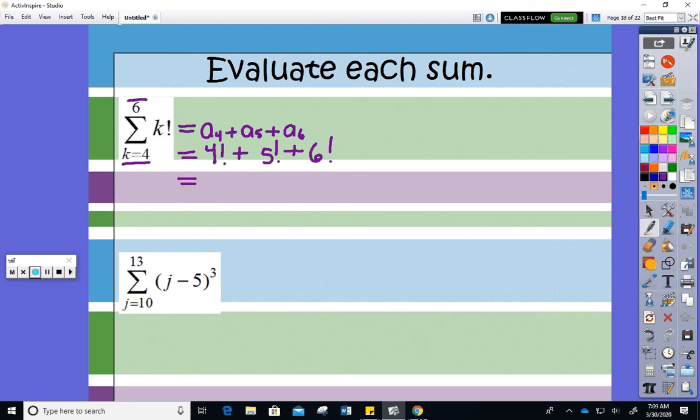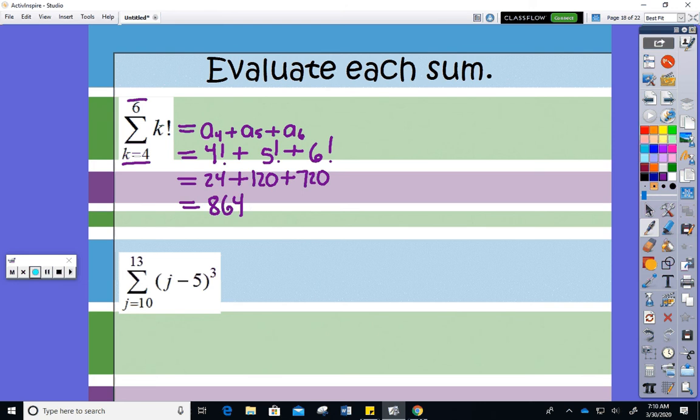Remember, 4 factorial means 4 times 3 times 2 times 1. 5 factorial means 5 times that 4, 3, 2, 1, so 5 times 24. 6 factorial means 6 times that 5, 4, 3, 2, 1, so 6 times 120. And then you just add the numbers and you've evaluated the series, or you've evaluated the summation. And you'll kind of hear those words interchanged.